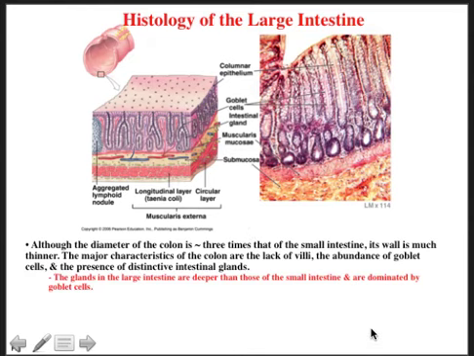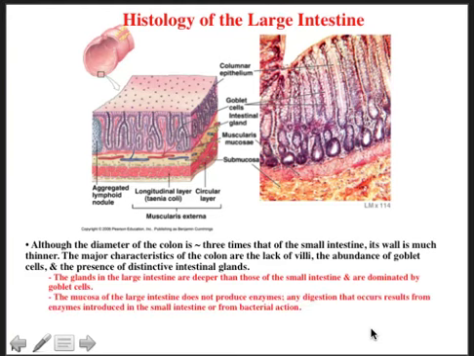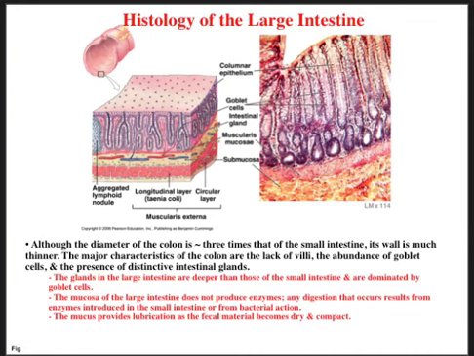The glands in the large intestine are deeper than in the small intestine, and they're primarily goblet cells. The mucosa does not produce enzymes. Any digestion that occurs is the result of enzymes introduced into the small intestine or from bacterial activity. The mucus provides lubrication as the fecal material becomes dry and compact, and large lymphoid nodules are scattered all throughout the lamina propria and the submucosa. And I can't think of a better place for them because you're talking about a lot of bacteria in this region.